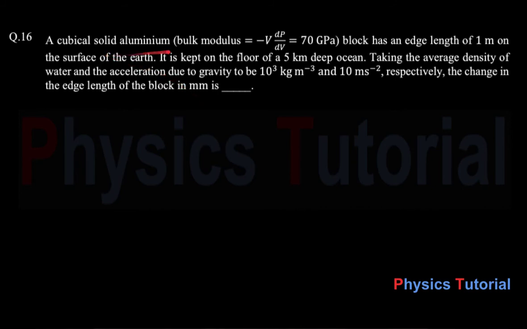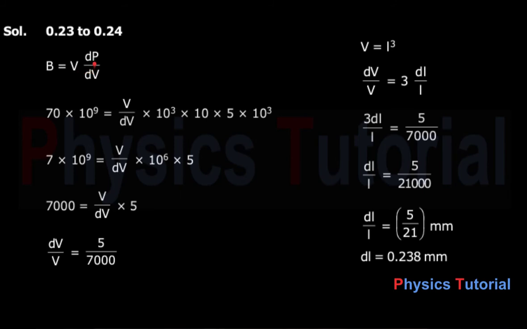So for this cubical volume, you can use V is equal to L cube. You can differentiate here. You get the value of dV over here, and this is the bulk modulus, B is equal to minus V dP by dV. Magnitude you can consider over here, and then solve this. Let's go ahead.